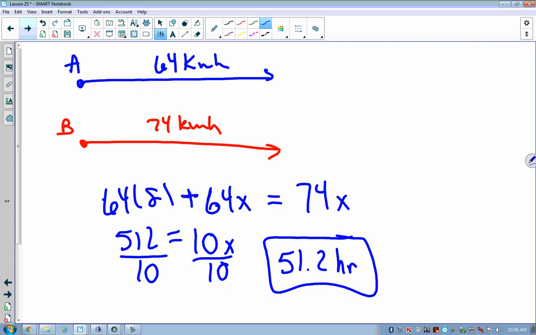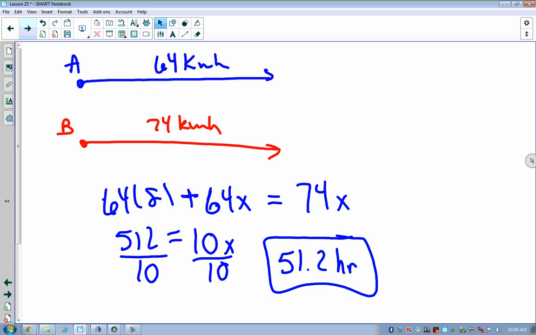Takes a little bit of time because he's only going 10 kilometers per hour faster. So every hour he catches up 10 more kilometers. All right. So we get this question hopefully.